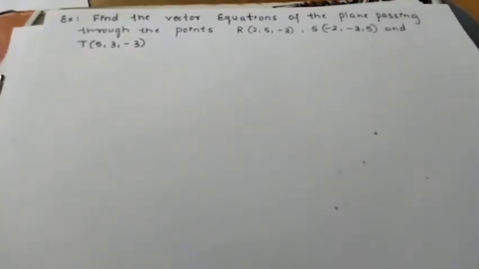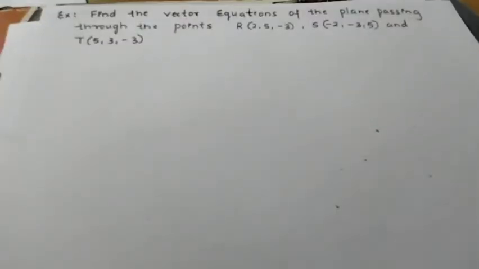Next, find the vector equation of a plane passing through the points R (2, 5, minus 3), S (minus 2, minus 3, 5), and T (5, 3, minus 3). They have asked to find the vector equation here, so no need of substituting the value of r; you just have to find the vector equation. So what is given? 3 points are given. When 3 points are given, obviously you should remember that this is an equation of a plane passing through 3 non-collinear points. So when 3 points are given, remember 3 non-collinear points.